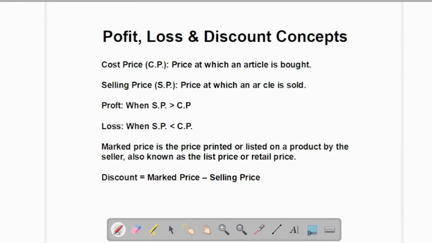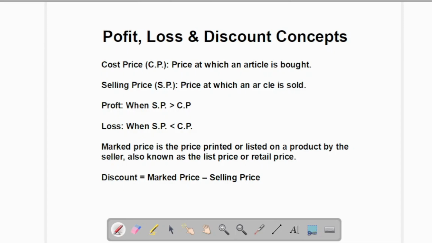Before going into the tricks, I will discuss some of the basic things about the profit, loss and discount concept. In this chapter you need to know some technical terms. So what is cost price, what is selling price, what is profit, what is loss, what is marked price and what is discount. Now we will go one by one.